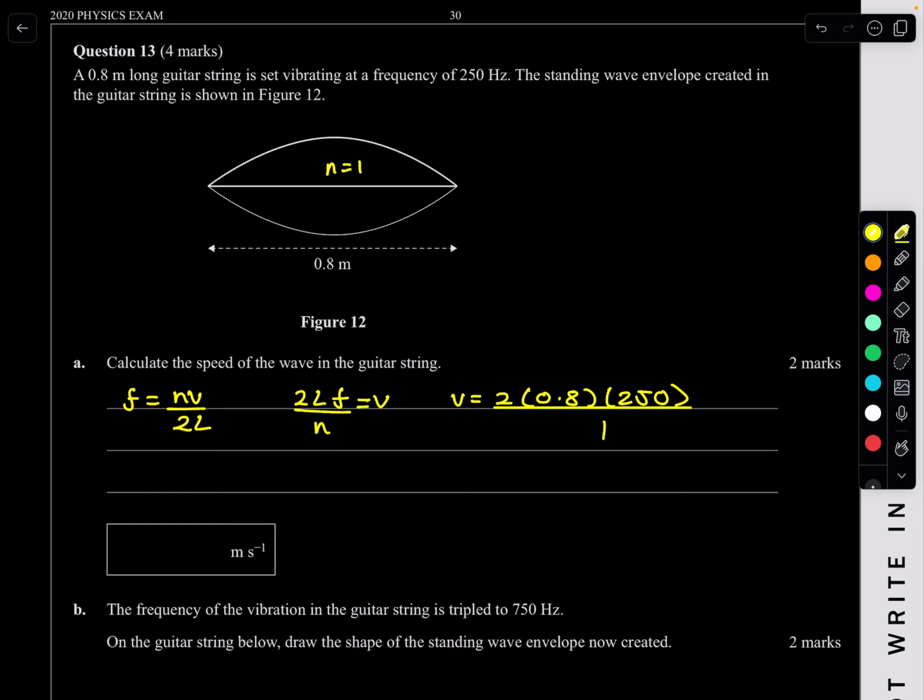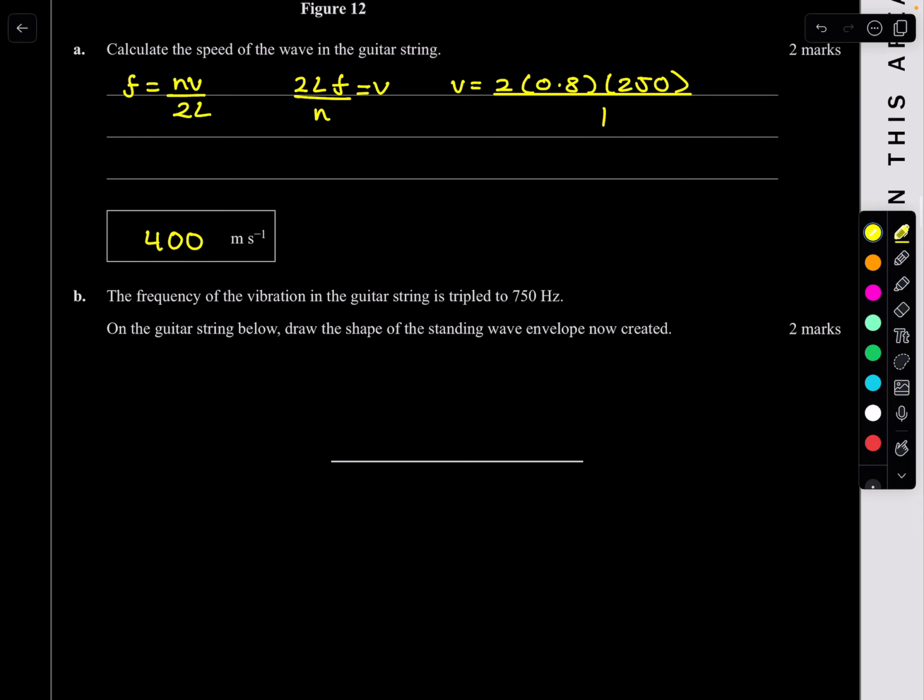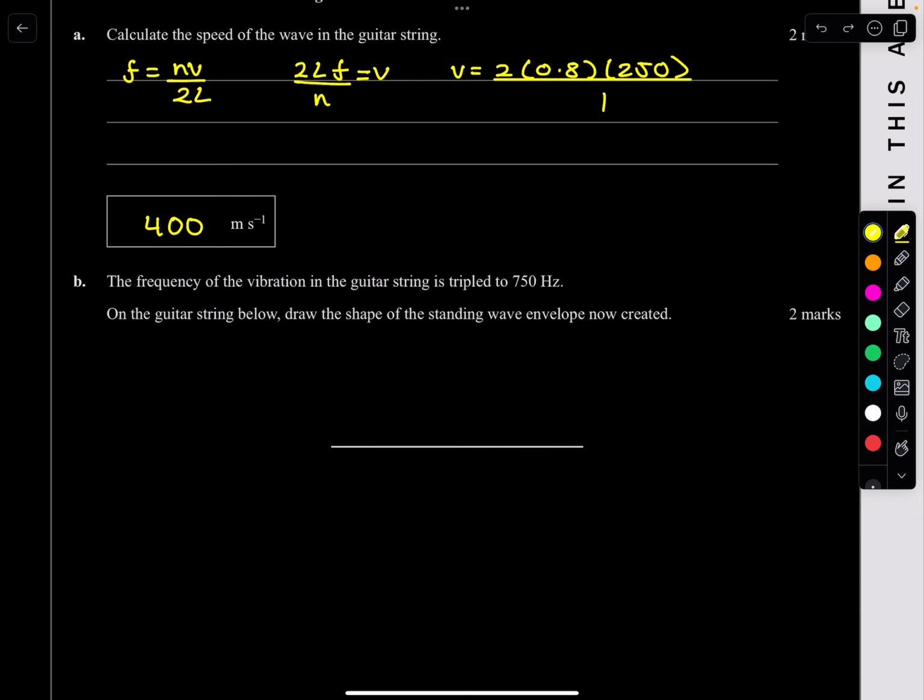So 0.8, 250. That gives me 400 meters per second. Beautiful. The frequency of the vibration in the guitar string is tripled. All right, if you triple it, on the guitar string, draw the shapes of the standing wave. So if you triple it, you get n equals 3.